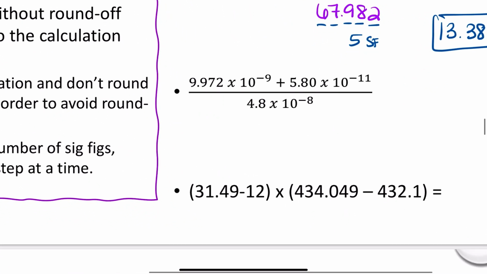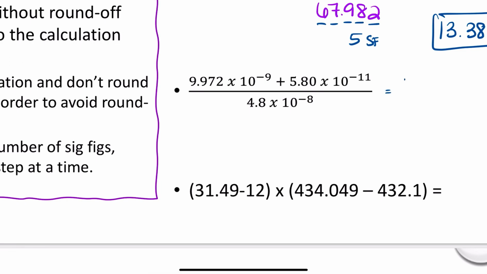Now, next one. 9.972 times 10 to the negative 9 plus 5.80 times 10 to the negative 11, divided by 4.8 times 10 to the negative 8. First thing I have to do is the addition. When I add these together, I get the numerator, a numerical value of 1.003 times 10 to the negative 8. This is still divided by 4.8 times 10 to the negative 8. But I have to check my sig figs.